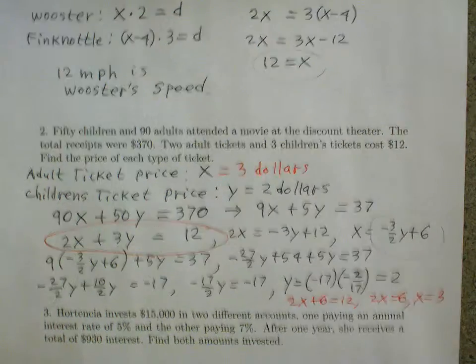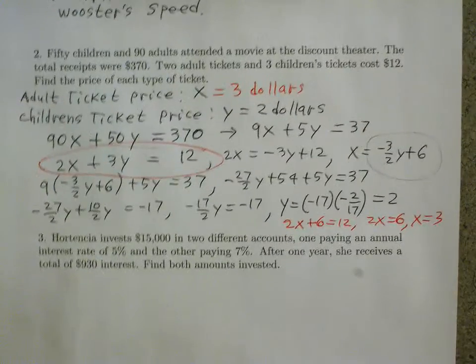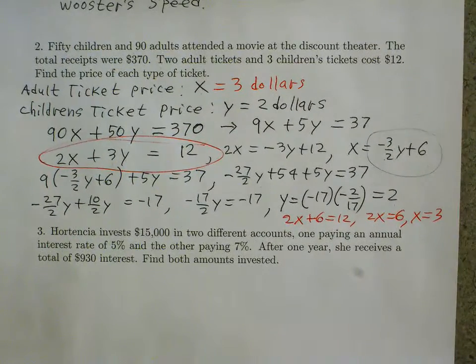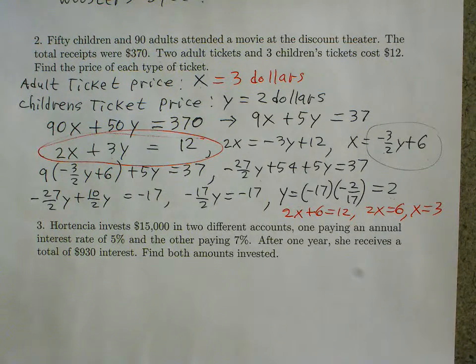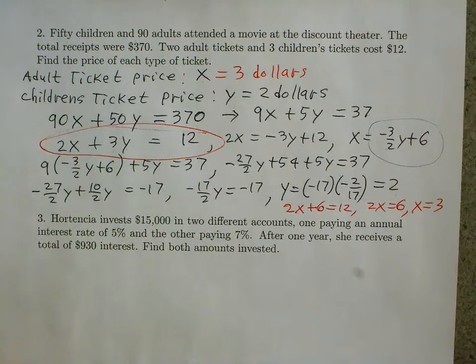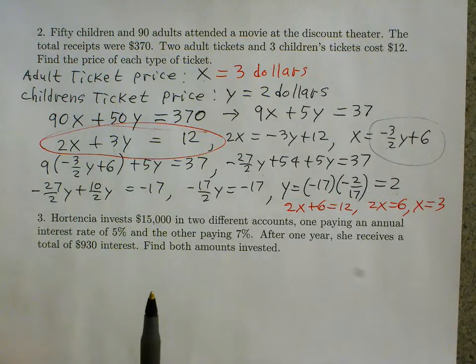Okay, let's look at the next problem, number 3. Hortensia invests $15,000 in 2 different accounts, one paying an annual interest rate of 5% and the other paying 7%. After 1 year, she receives a total of $930 interest. Find both of the amounts invested.